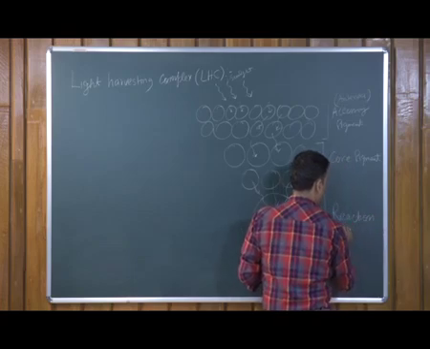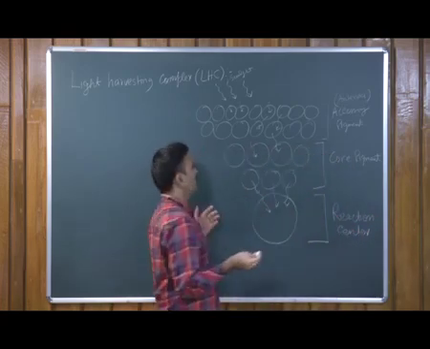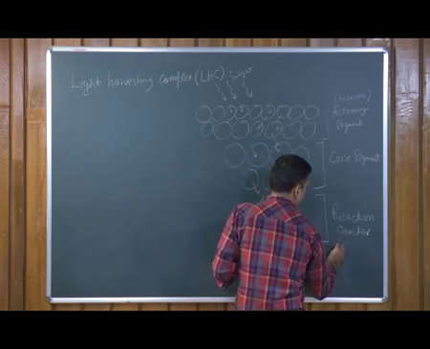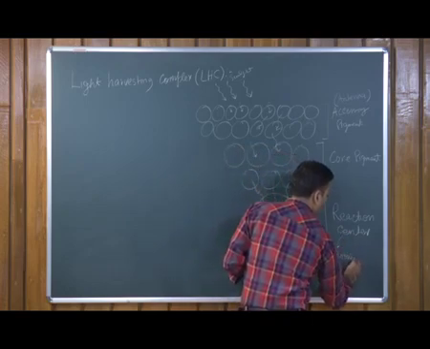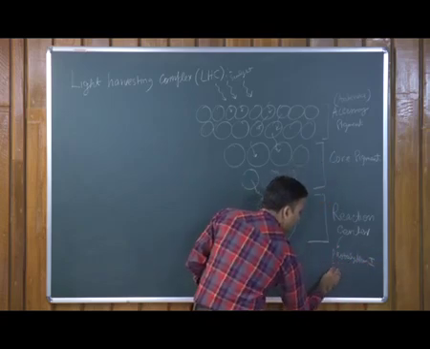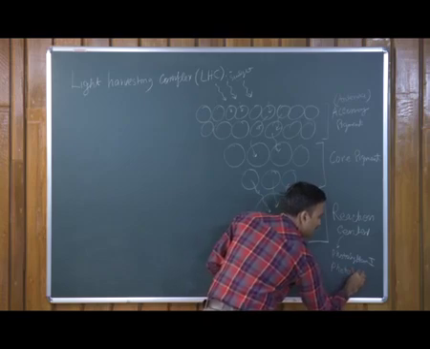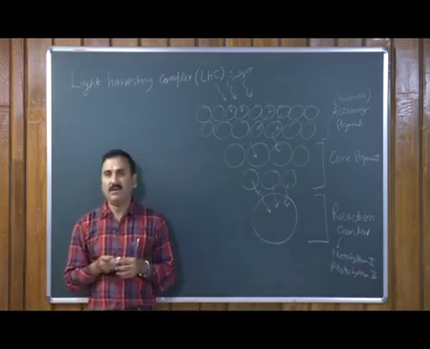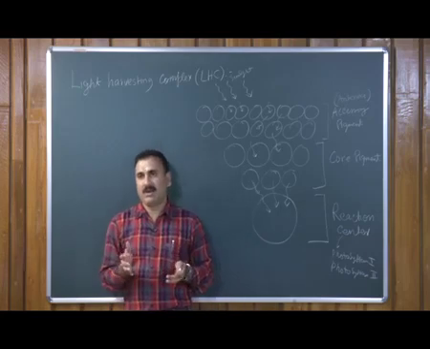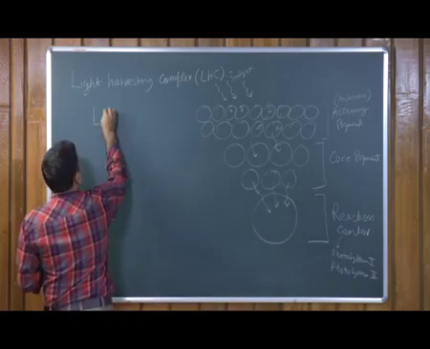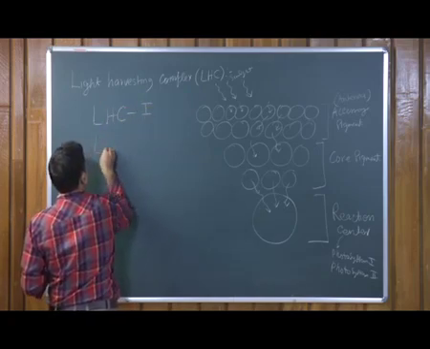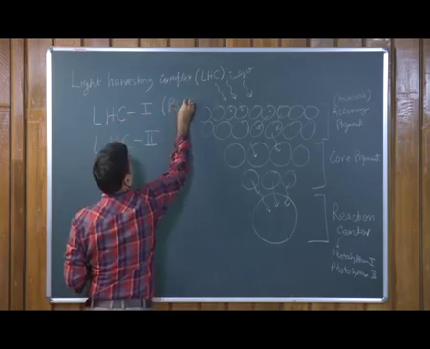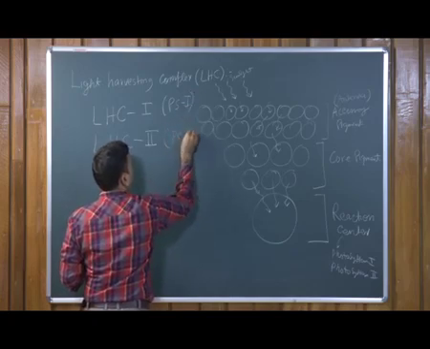If you remember our discussion about chlorophyll, we have two reaction centers. One is called photosystem 1 and the other is called photosystem 2. Accordingly, we have two different types of light harvesting complex, called light harvesting complex 1, LHC 1, and LHC 2. LHC 1 contains photosystem 1 and LHC 2 contains photosystem 2.